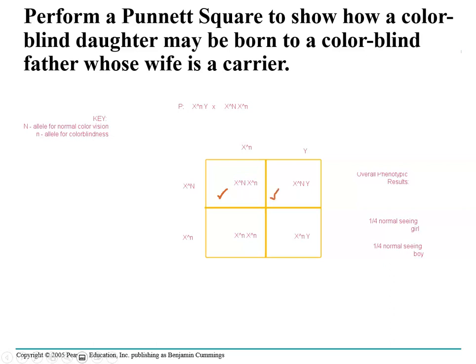Now to the bottom left, this is a girl that's colorblind because she has two recessive alleles, making her colorblind. And lastly, we have a boy who is colorblind. So there's a 25% chance, or 1 in 4 probability, of a colorblind boy. Okay, so that's an overall breakdown if you look at every single outcome and what their unique phenotype would be.